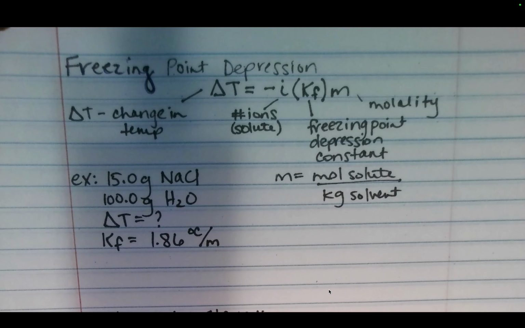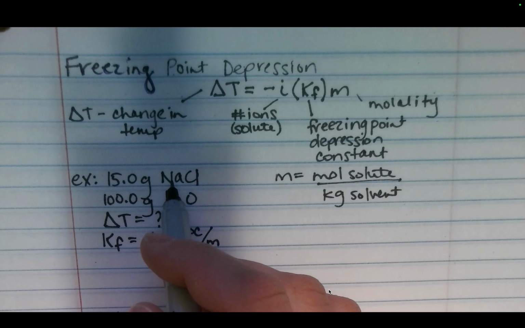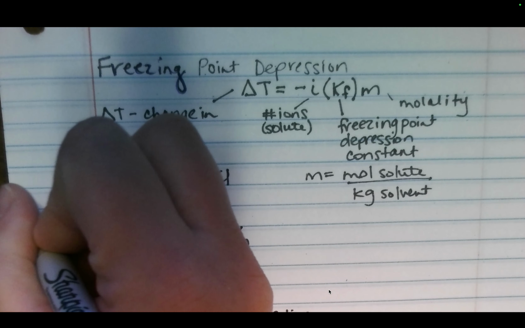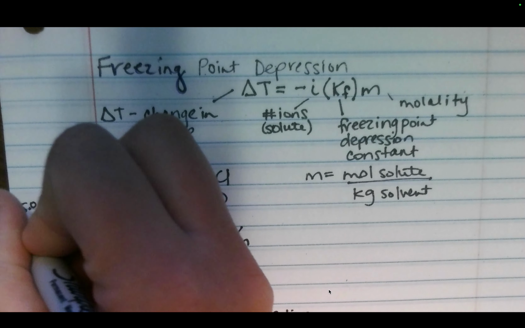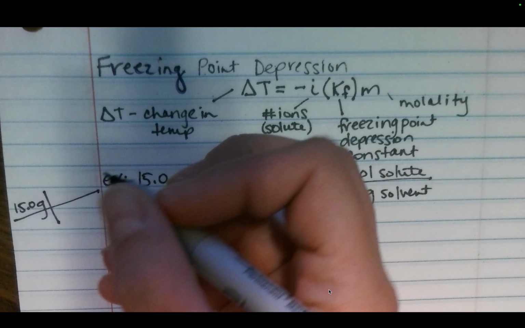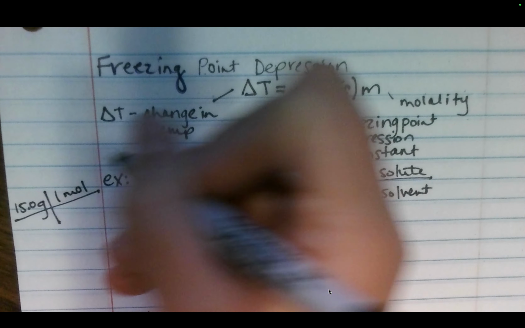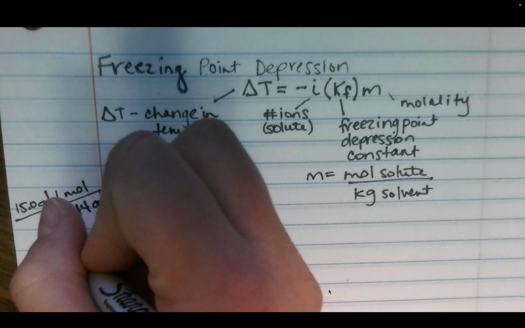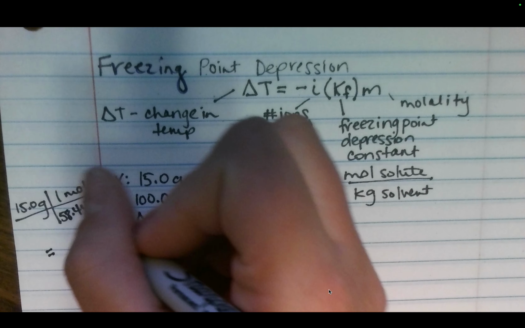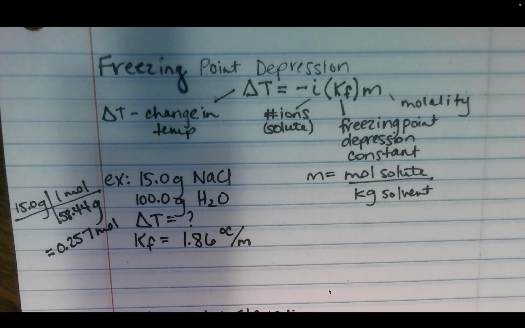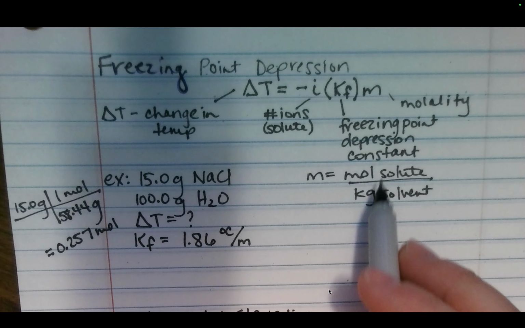Okay, so at current, I don't have moles of solute or kilograms of solvent. So I need to convert grams to moles for NaCl. I'm going to do that over on the side. So 15 grams, add sodium and chlorine together. We've done this many times for sodium chloride. We get 58.44 grams per mole, which gives me 0.257 moles. So that's how many moles I have that I would plug in here for moles of solute.